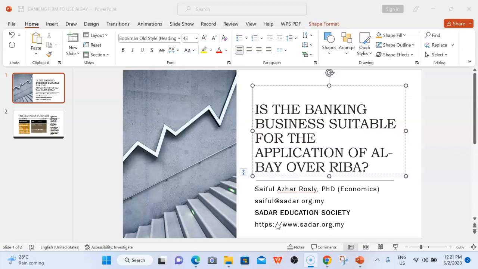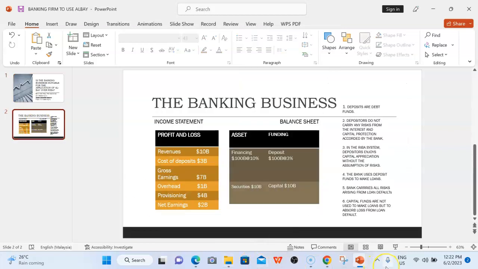Our program today will be looking at one important question here. Is the Islamic banking business suitable for the application of al-bay' over riba? This is something that we need to look into seriously, because we know that when the Quran prescribes al-bay' over riba, it implies that the practice of al-bay' needs to be evident or visible somewhere. Where is it that we can see the prevalence of riba? And of course, the only place that we know is the bank.